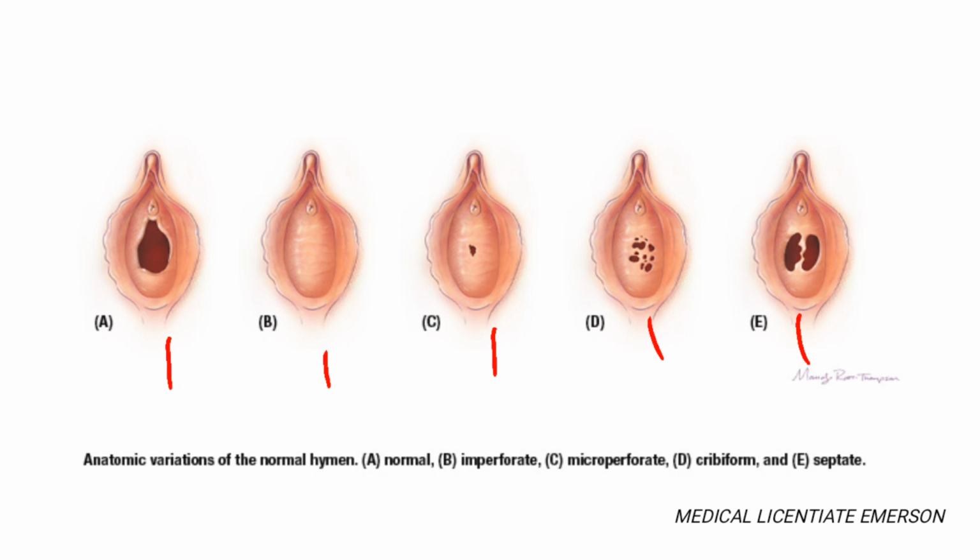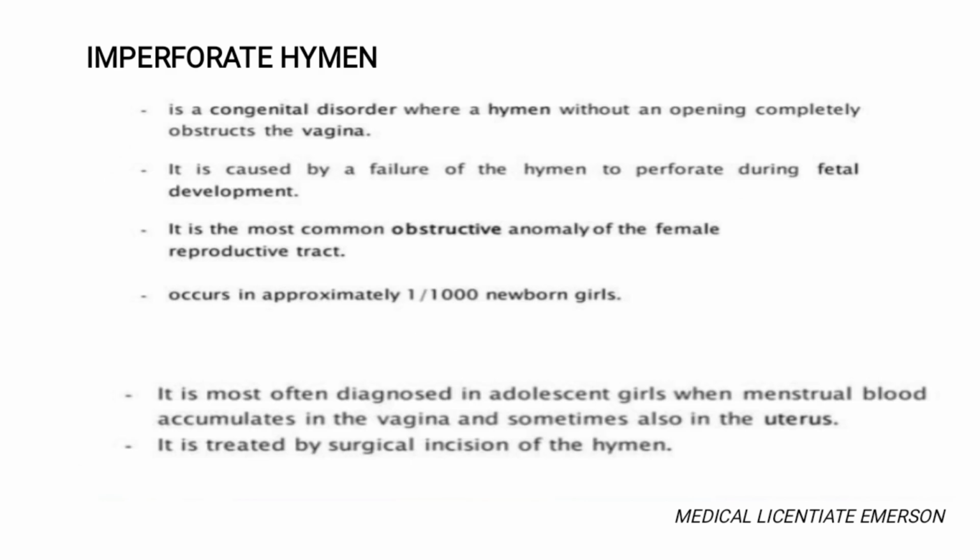Okay. Then imperforate hymen. So let's now talk about imperforate hymen. Imperforate hymen is a congenital disorder where a hymen without an opening completely obstructs the vagina. It is caused by a failure of the hymen to perforate during fetal development. It is the most common obstructive anomaly of the female reproductive tract.